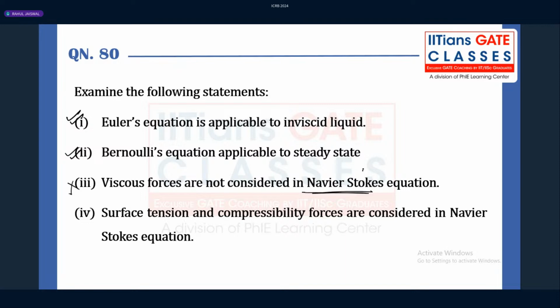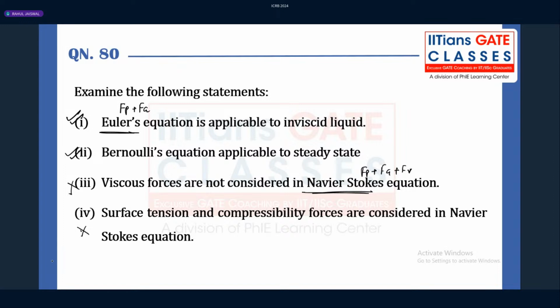Because in the Navier-Stokes equation, we need to consider pressure force, gravity force, plus viscous force. What about Euler's equation? We are only considering pressure force and gravity force. We are not considering any viscous force. Are surface tension and compressibility forces considered in the Navier-Stokes equation? No. These two forces will be considered when we talk about the Reynolds equations. And compressibility we discuss when the velocity of the fluid is very, very high. That is when we are discussing the Mach number.